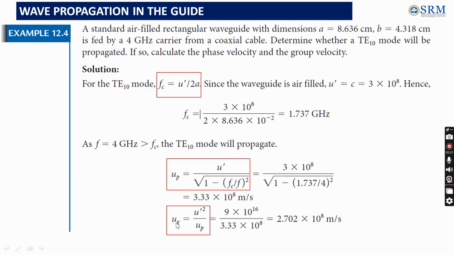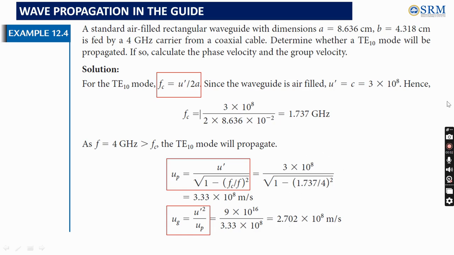When we go for group velocity, we are not taking the first formula, that is u dash into root of 1 minus (fc by f) the whole square. We know this relation: the product of phase and group velocity is equal to the medium velocity squared, that is u dash squared by Up. Since the medium is air, we take the speed of light squared and divide by the phase velocity that we computed in the previous step. We can observe that the group velocity is less than the speed of light.